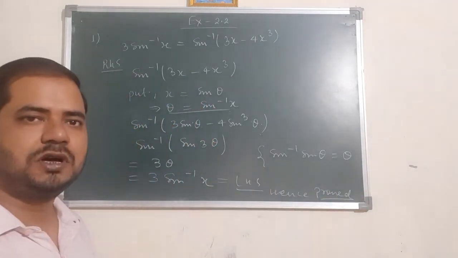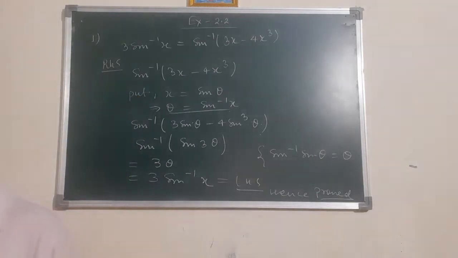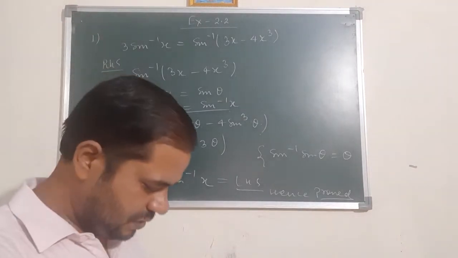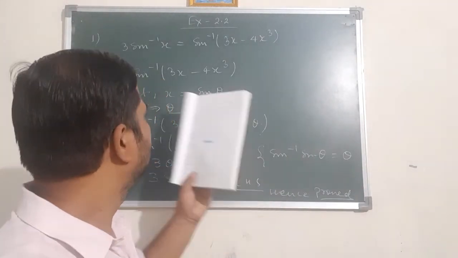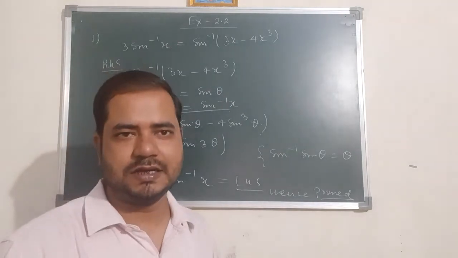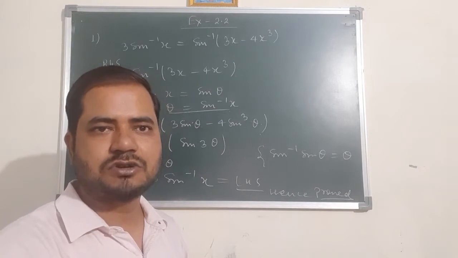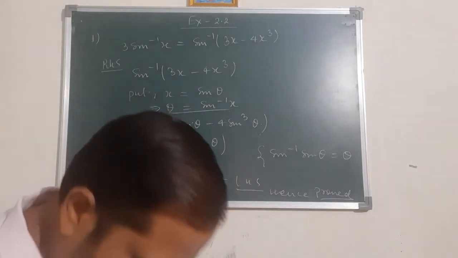So please note it down, and afterwards next question. I hope you have completed this one. Now the second one is also the same, only you have to put cos theta in the place of x, and this becomes 4 cos cube theta minus 3 cos theta. This is cos 3 theta. Okay. And now third question.